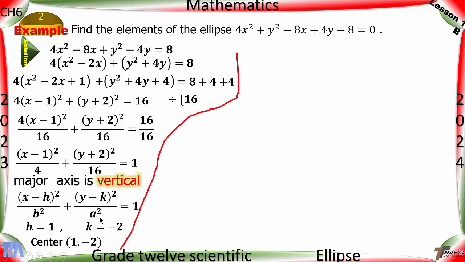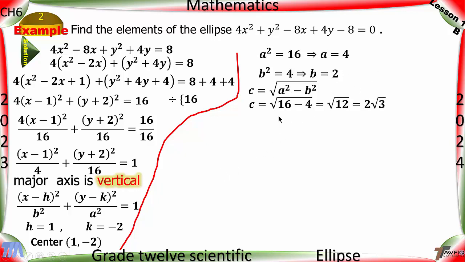As you can see here, a squared is 16, so by taking the square root of both sides, a equals 4. And b squared is 4, so taking the square root, b equals 2. Now we have c equals the square root of a squared minus b squared, which equals the square root of 16 minus 4, so it equals the square root of 12.